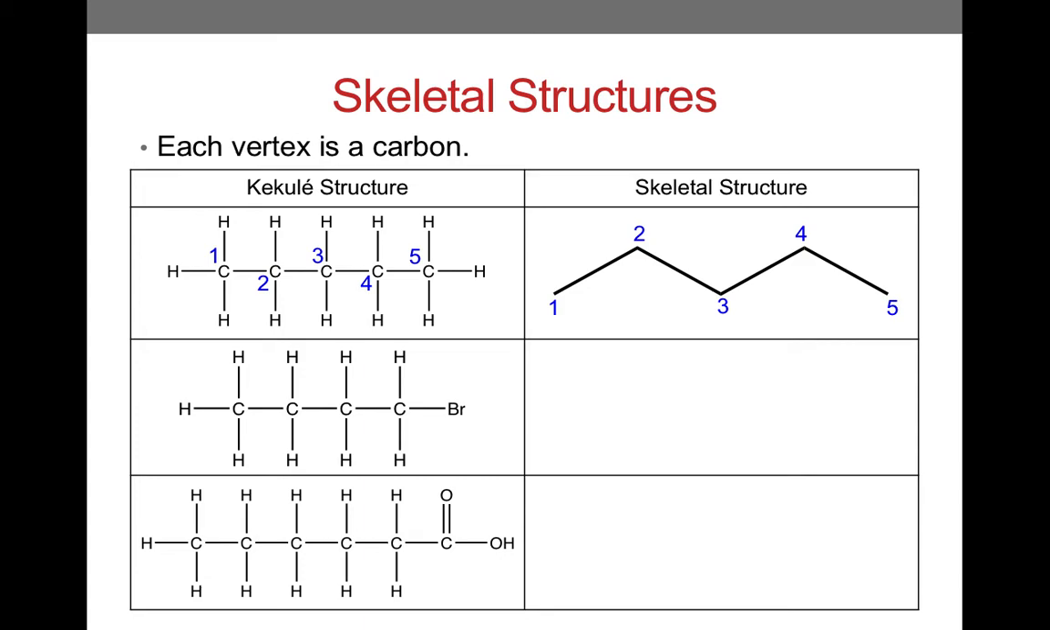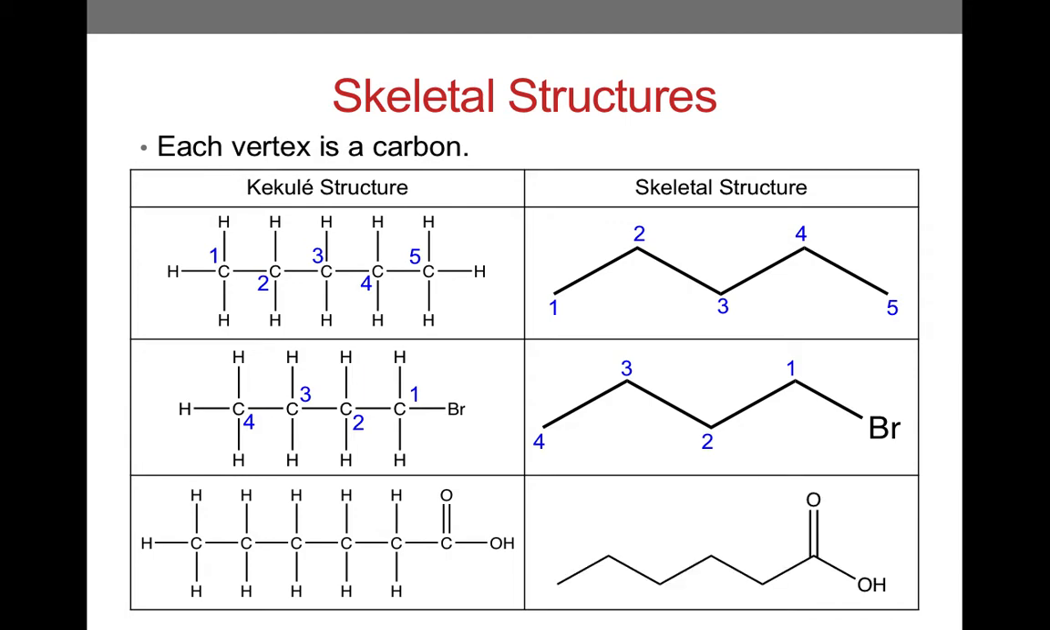Let's look at the second example that has a bromine attached to the carbon chain. There are 1, 2, 3, 4 carbons, so we know we have to have 4 carbons and 1 bromine in our skeletal structure. As you can see, there are 4 carbons here and 1 bromine. Try to complete the last example by yourself. Pause the video and see if you can solve it. The answer will be shown shortly. Here is the skeletal structure for the third example.